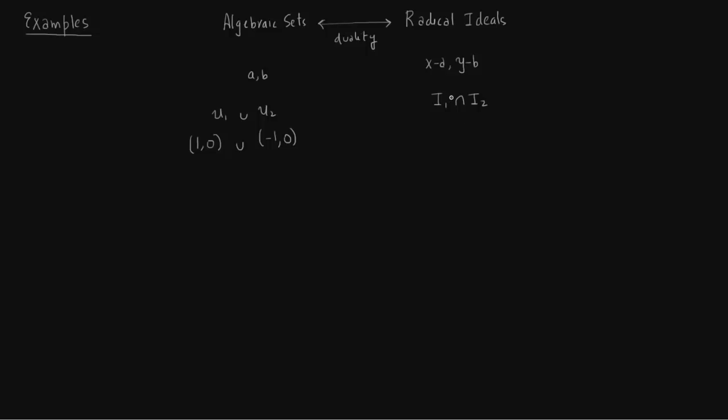So what will be the union of 2 points? Now (1, 0) corresponds to the ideal, say I1, which is (y, x minus 1), or you can say (y minus 0, x minus 1), and you have to take the intersection with (y, x plus 1). So this is what you get: y times y, then y times (x plus 1), and then (x minus 1) times y and (x minus 1) times (x plus 1).